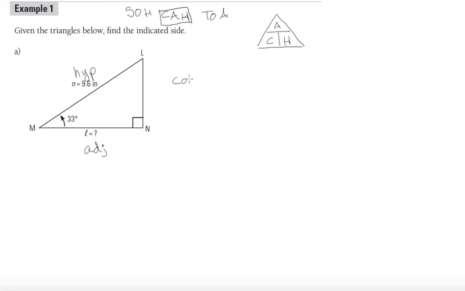So we know that the cosine of theta is equal to the adjacent over the hypotenuse. So the cosine of 33 degrees, that's the measure of our angle. The adjacent, I don't know, they've called it L, over the hypotenuse, which is 9.6. And algebraically, I'm trying to get L by itself. I'm dividing L by 9.6, so I've got to multiply both sides by the same thing.